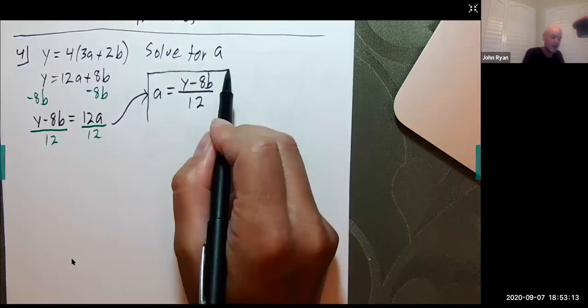A very, very common mistake is students try to reduce that 8 and 12. That is very inappropriate. You can't do that because we're adding and subtracting in between. So that's not a good idea.